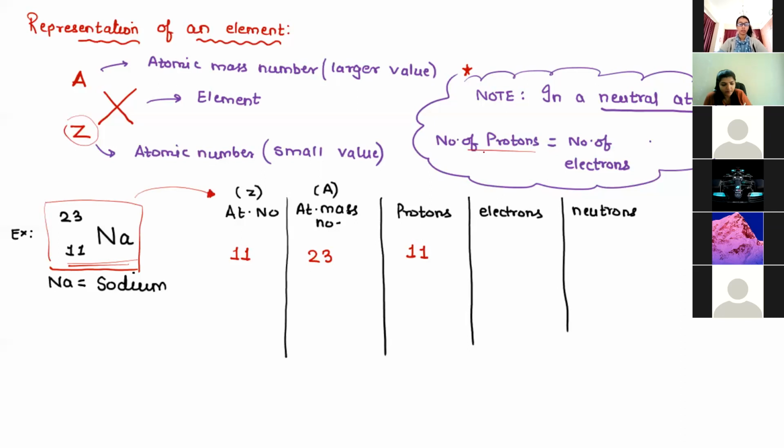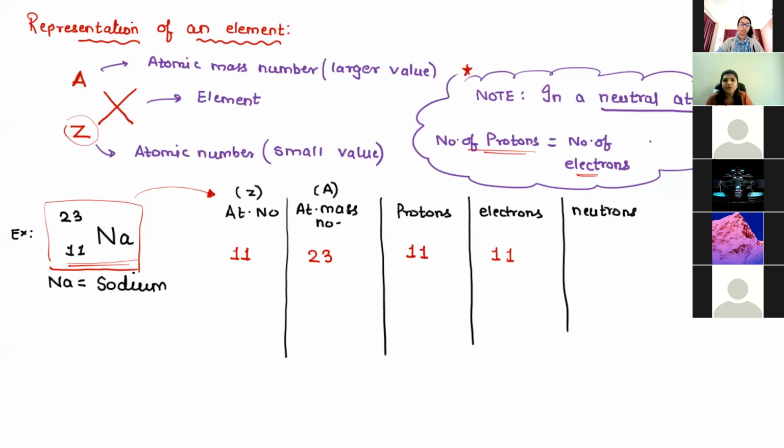Can I say number of protons is equal to number of electrons for an atom? It's 11. Yes, ma'am. So if protons is 11, can I say electrons will also be 11? Yes, ma'am. Everybody agrees with this because what note point we have written? Number of protons is equal to number of electrons for a neutral atom.